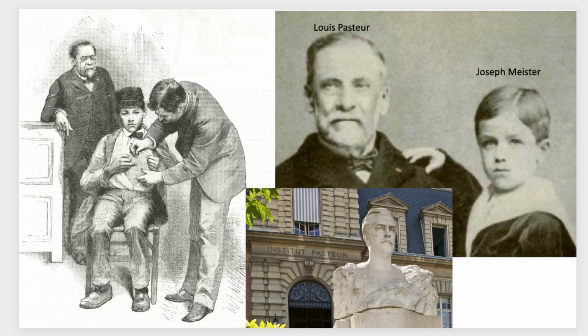So if somebody can get the vaccines before it reaches their central nervous system, then they can actually develop immunity before it gets there, and it can save their life. So they gave the vaccines to Joseph Meister, and it eventually did give him immunity before the virus got to his central nervous system and saved his life.